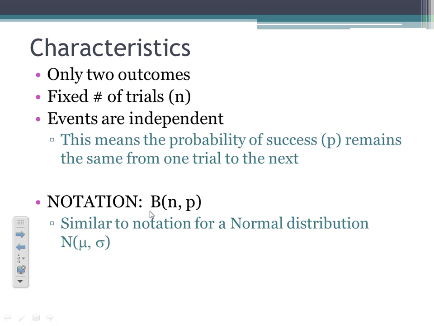Again, you can see this is very similar to the notation that we use for a normal distribution, when we would just abbreviate the normal distribution in terms of its mean and standard deviation. Those are the two key characteristics of a normal distribution. The two key characteristics of a binomial distribution are n and p. So let's take a look at a couple of situations and see if you can identify these as binomial.